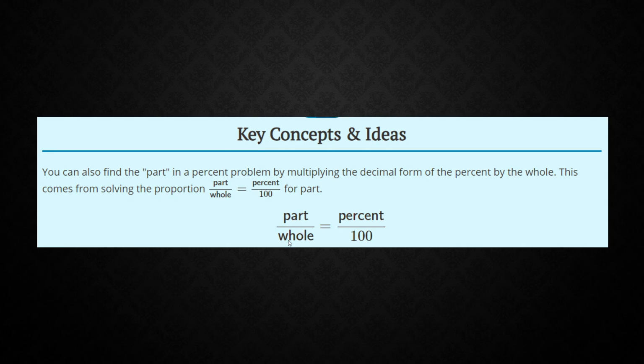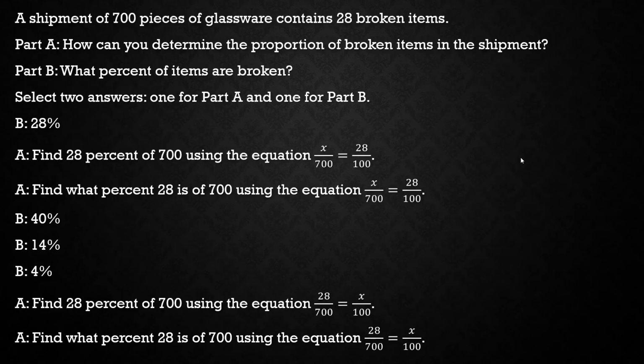And then the part and the whole, you have to read the description to see, well, is that talking about all of whatever I have, or is it only talking about a portion of it? So let's look at our first question and figure this out. It says that a shipment of 700 pieces of glassware contains about 28 broken items. Part A is asking us how can we determine a proportion, and B wants to know what percent of the items are broken.